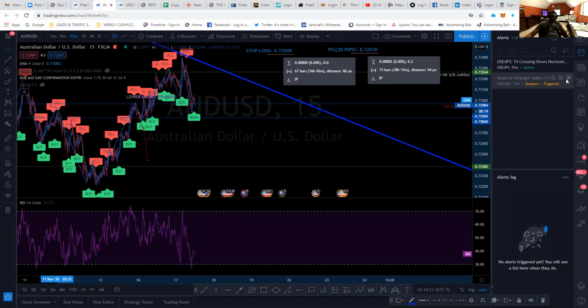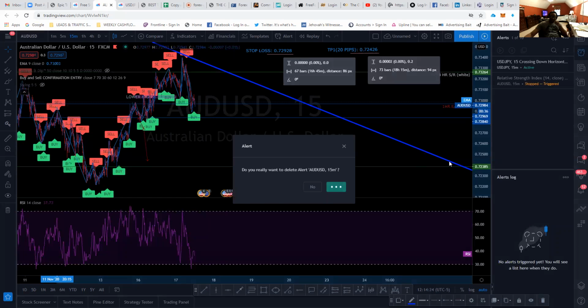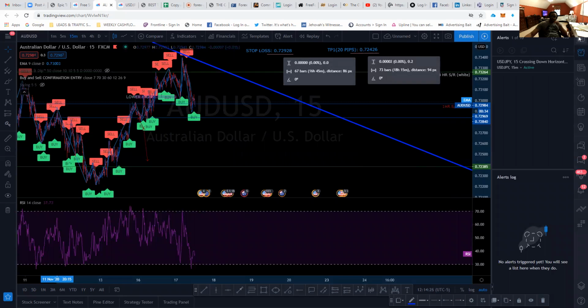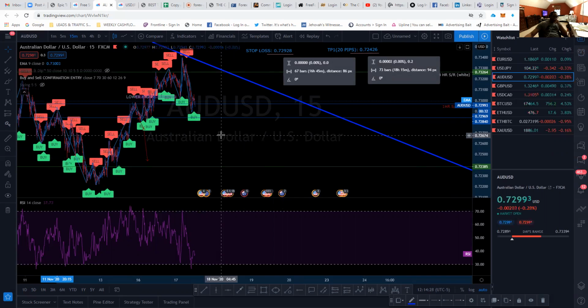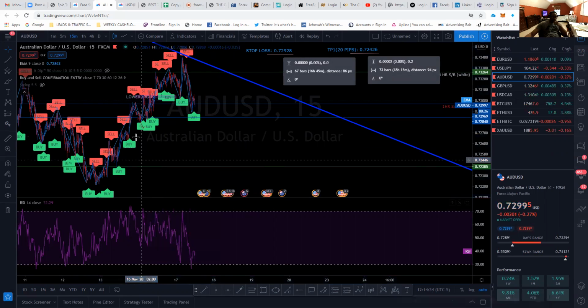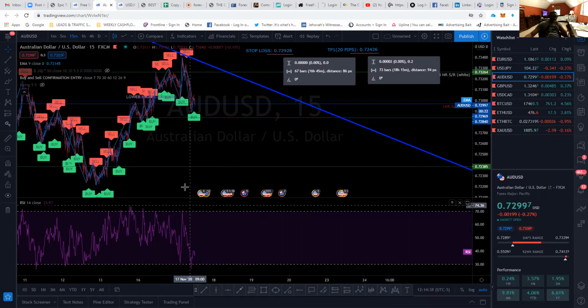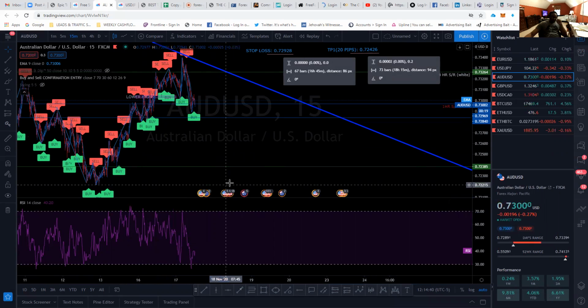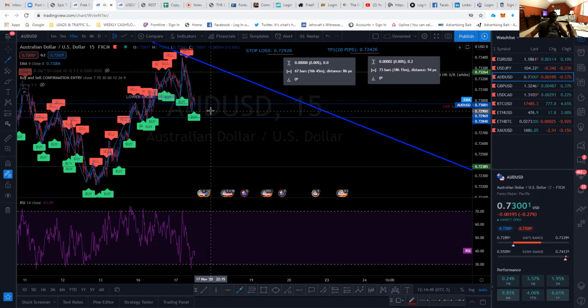Bear with me, guys. All right. So now that we erased all the alerts, what we're going to do is I'm going to redraw this out so that way we can see it. I'm looking for price to ultimately do this. This is what I want price to do if I'm going to enter in. I want it to cross.